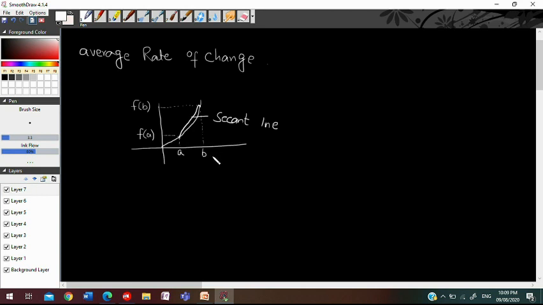In physics and in mathematics, maybe you have some idea about slope. Whenever we find the slope, we have y2 minus y1 divided by x2 minus x1. This is the formula for slope. This is the same concept, but here we are using the function also. So whenever we find the average rate of change, the formula becomes f of b minus f of a.